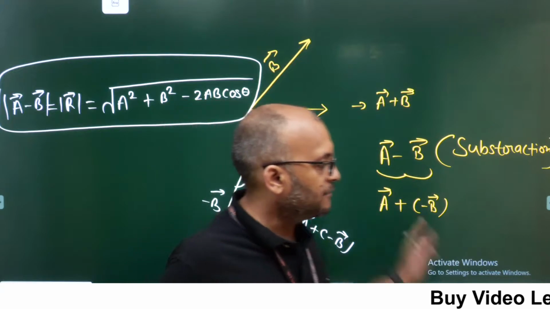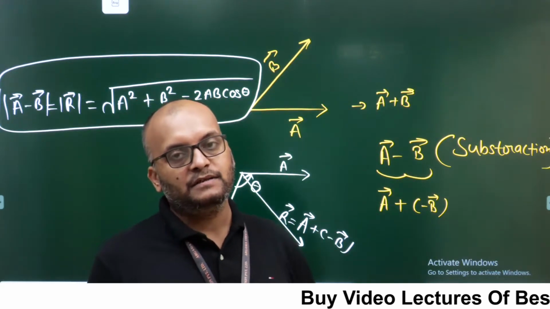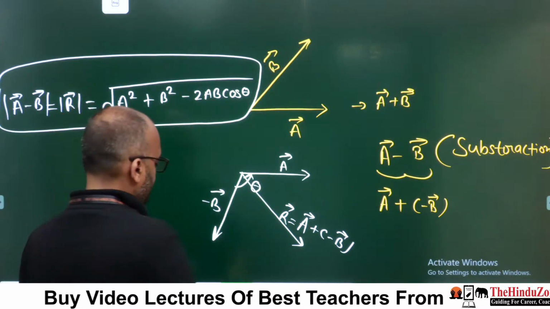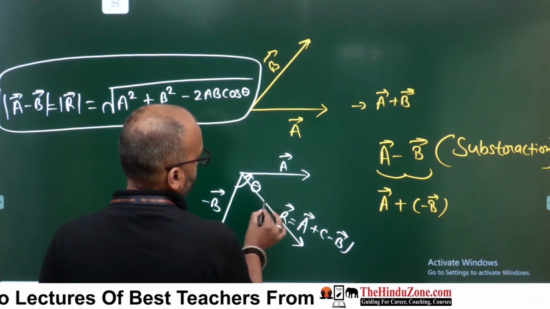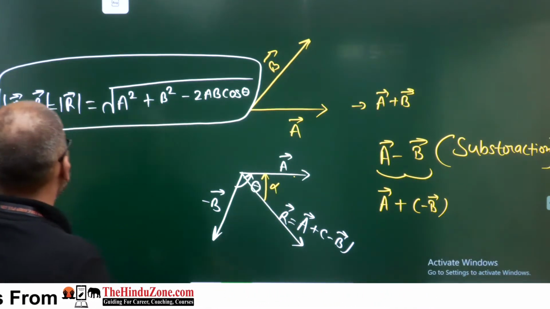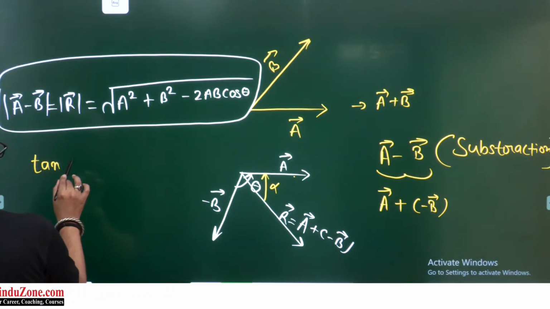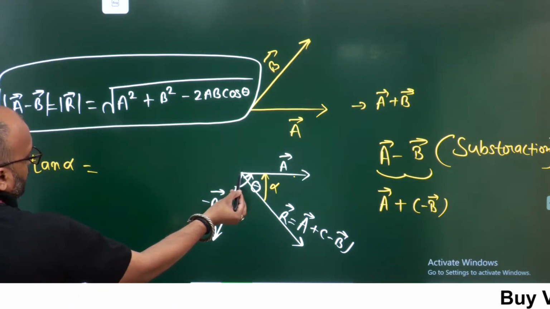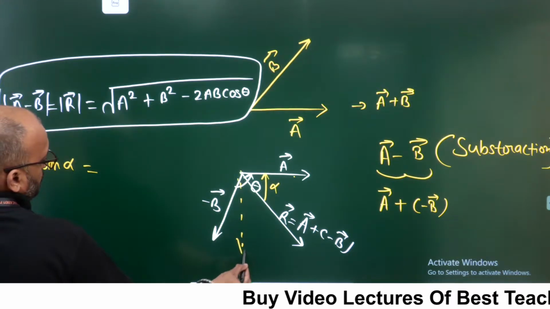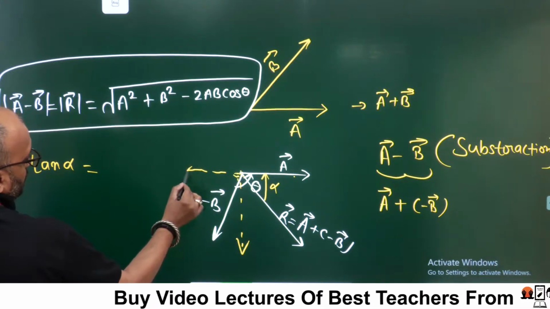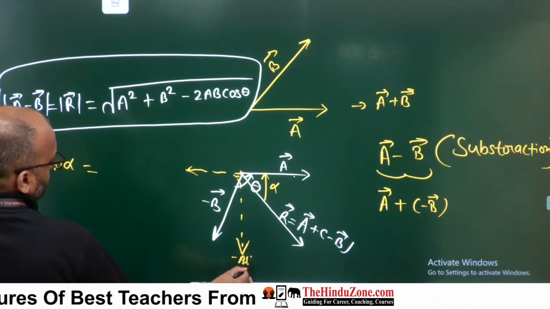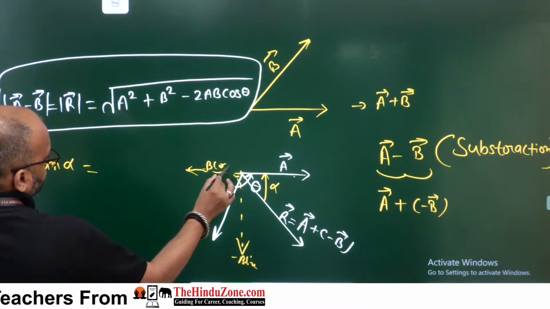Okay. So we have found out the magnitude of A minus B. What about direction? So for direction we have got a thing, angle. Suppose this angle is alpha, angle between resultant and vector A. Same formula, tan alpha. Again you can resolve vector B into two components. Yes or no? So this will be sin theta and this one will be cos theta. Right?